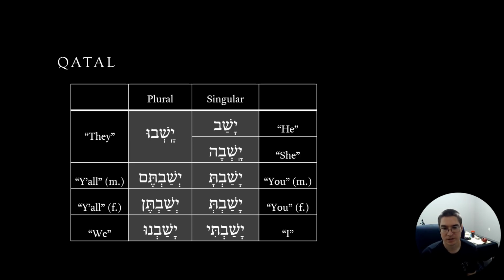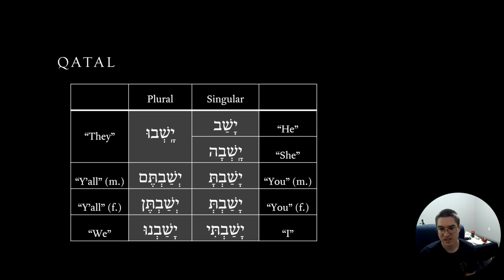Up next, we'll look at the Qatal verbs. These are generally associated with the past tense in Hebrew. And on the screen before you, you have Yod Shin Bet as the root, which means to sit. We have 9 forms for the simple past here.